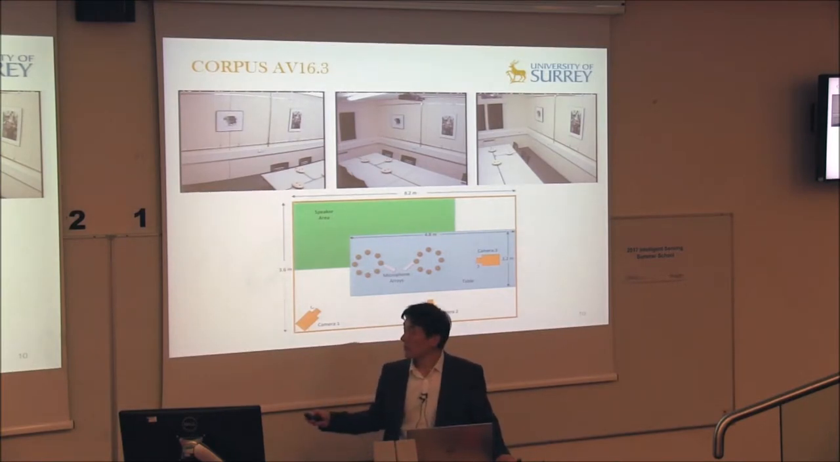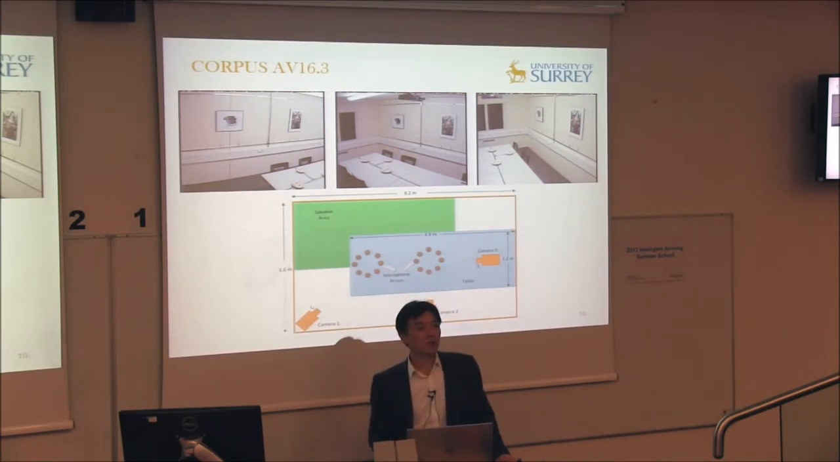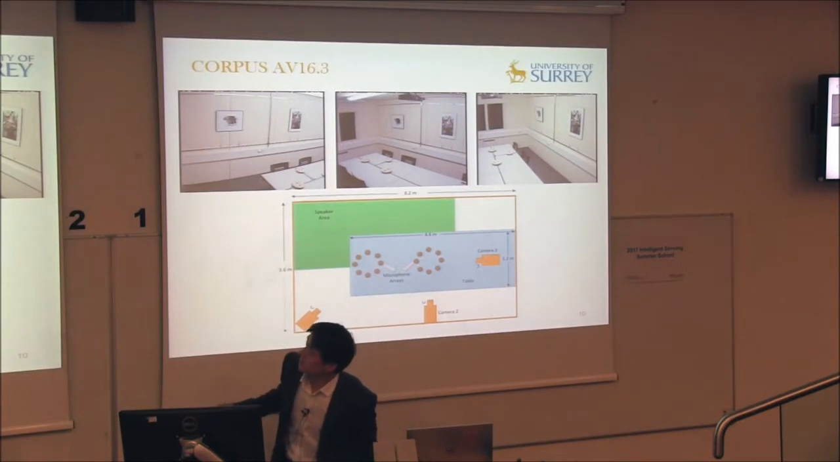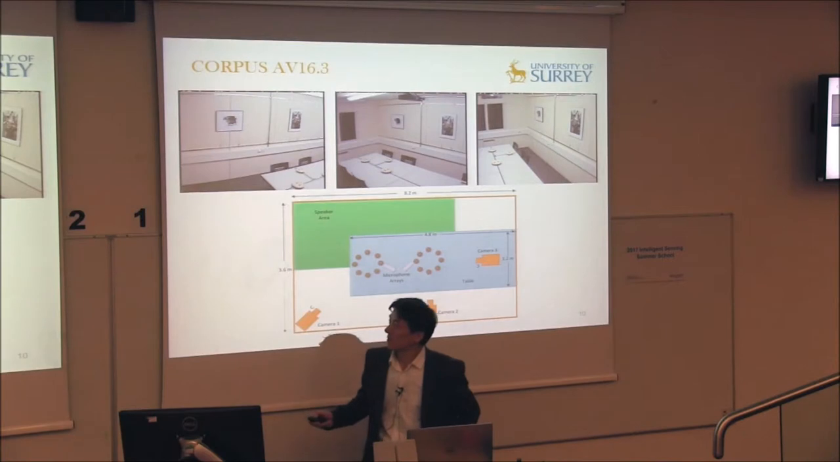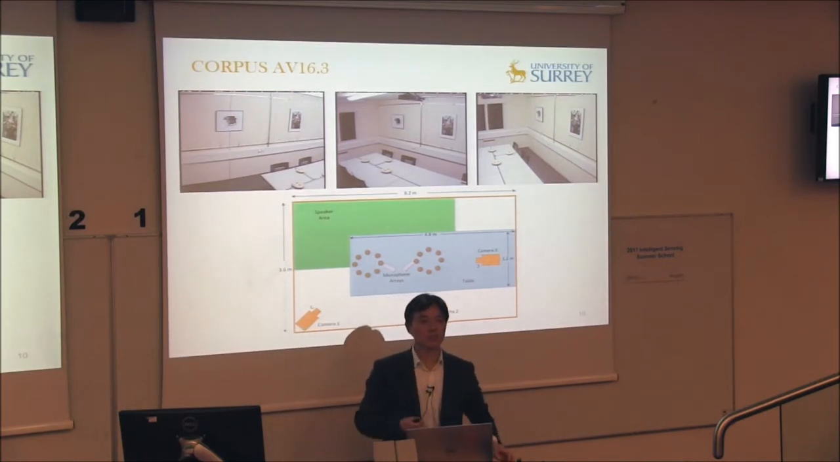So basically, you have three cameras and two microphone arrays, circular arrays placed on the table in the middle of the room. And this is the rough geometry of the room. They contain several features which fit very well with what we are expecting, so that's why we are using it here.